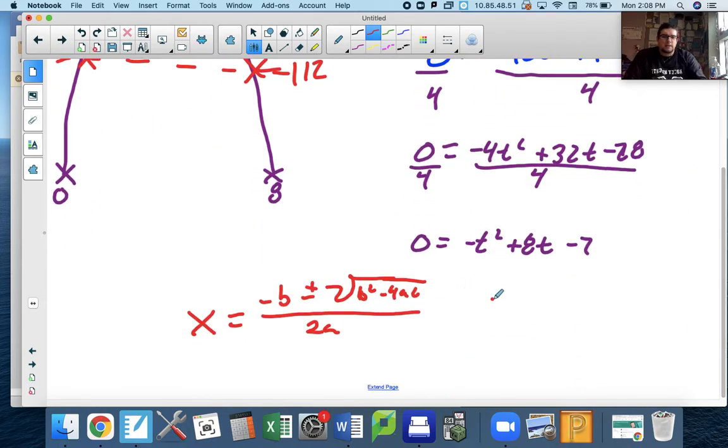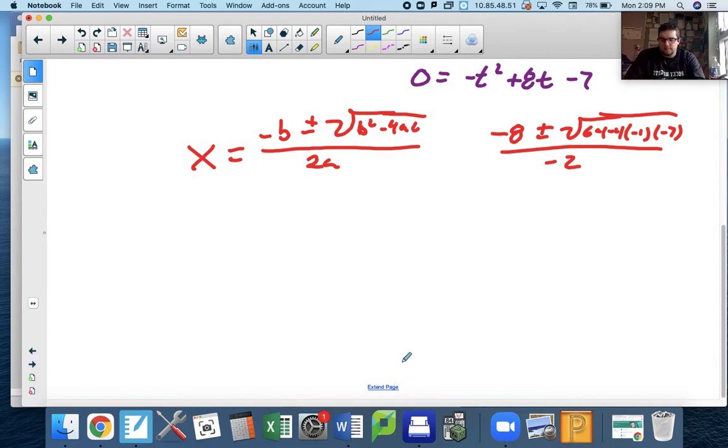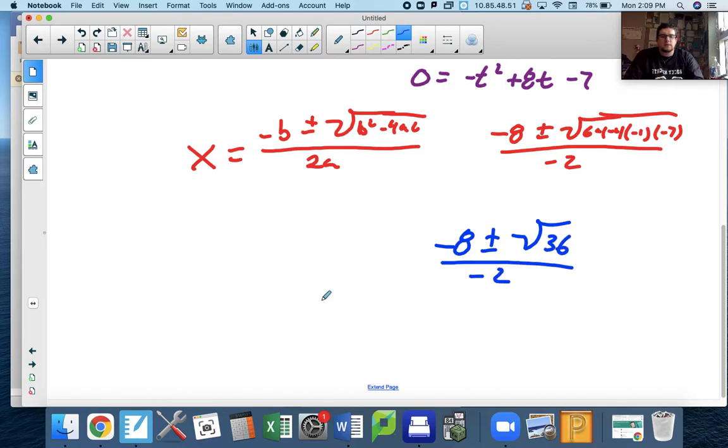So we get negative 8 plus or minus the square root of 64 minus 4 times negative 1 times negative 7 all over negative 2. So 64 minus 4 times negative 1 times negative 7. We end up getting negative 8 plus or minus the square root of 36 over negative 2. So negative 8 plus or minus 6 over negative 2.